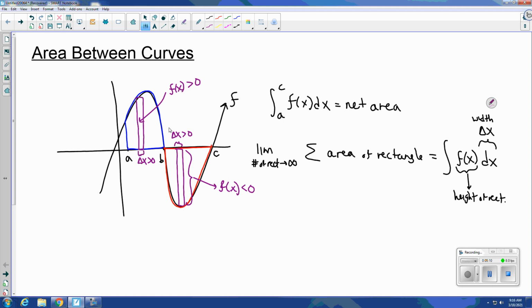Okay? So that is, again, a quick review of why area above is positive and area below is negative, as long as we're integrating along an interval where the first point of the interval is less than the second point.